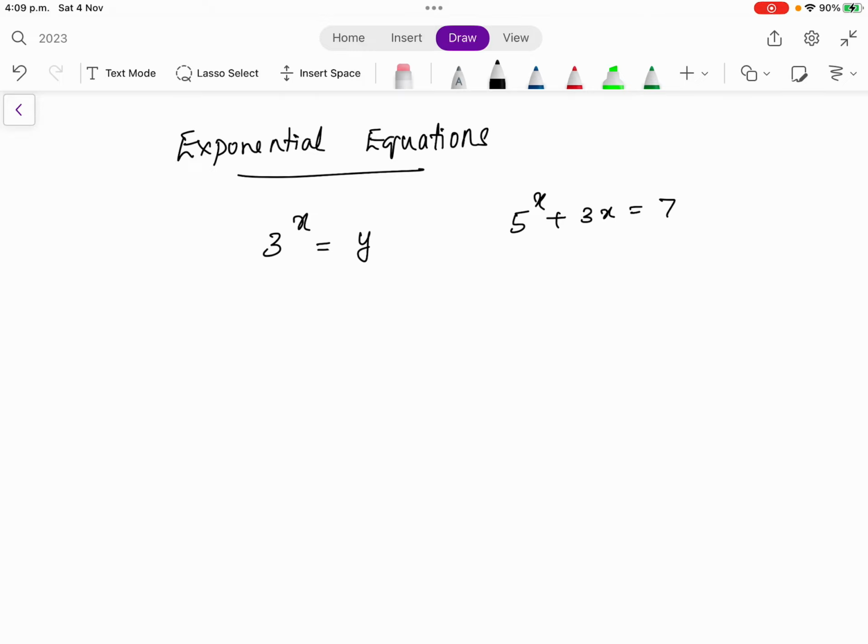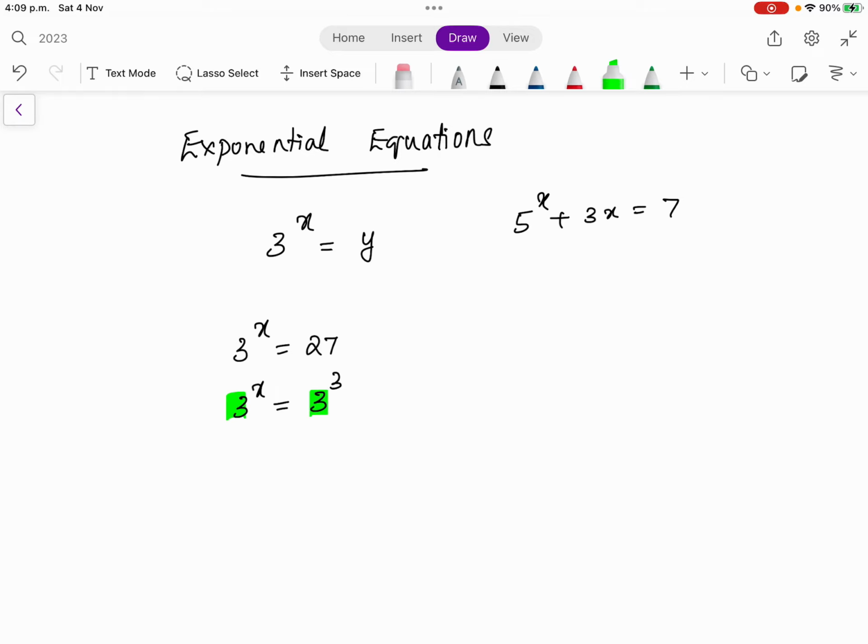Okay, so let's take an example. For example, 3 to the power of x is equal to 27. Now, in this case, you need to rewrite the equation as 3 to the power of x is equal to, 27 can be written as 3 to the power of 3. So then the base numbers are the same here. So this is the base number, so those are the same. So then what you can do is write x is equal to 3. So you're equating all the indices and then you get x is equal to 3.